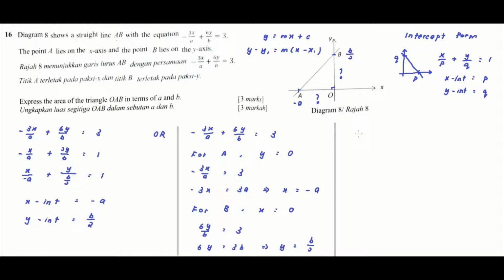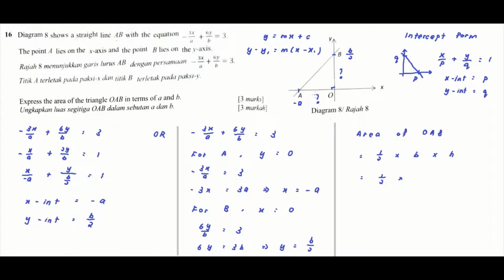So if I want to find the area of the triangle, I will use the formula for area of OAB: 1 over 2 multiplied by the base multiplied by the height. So what's our base? If the coordinate here is negative a, you must make sure that when we look at the base, we are talking about the magnitude only. I don't care whether it's on the left-hand side or right-hand side, negative or positive. I only want the length.